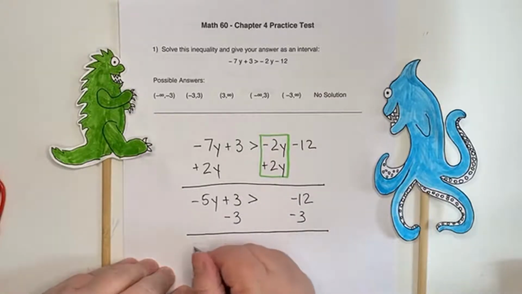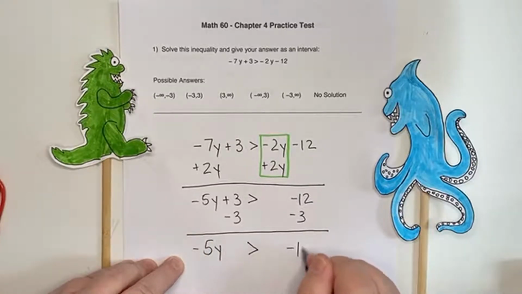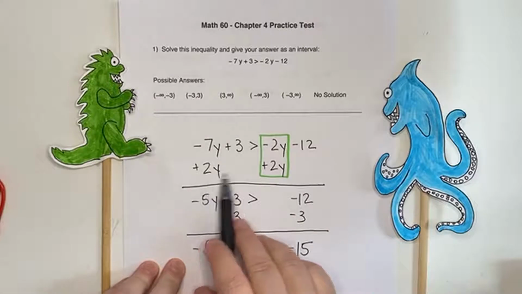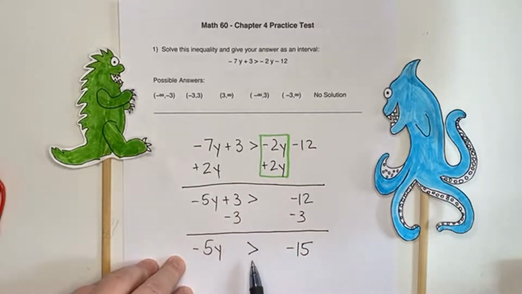So let's see, over here on the left, I've got negative 5y is greater than negative 15. Note that adding or subtracting from both sides does not change the inequality. Woohoo.